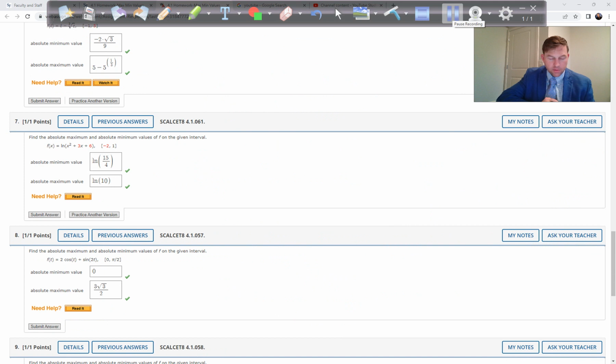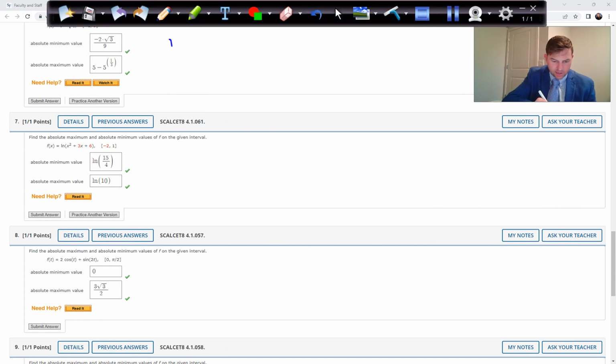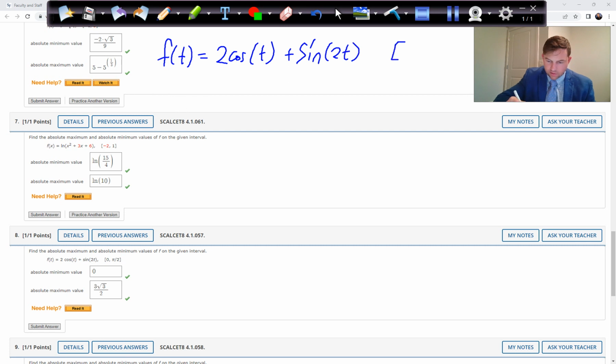Okay, problem 8, we have a trig function here. It says f of t is equal to 2 cosine t plus sine of 2t. And the interval is from 0, which is a, to pi over 2, which is b. First thing, find the derivative.